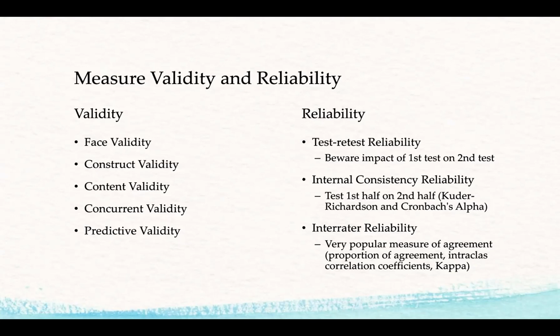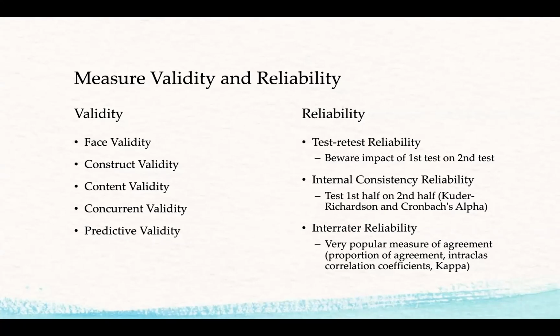Internal consistency requires a very, very well-made scale. Inter-rater reliability just requires two people. I use inter-rater reliability a lot. Basically it's a measure of agreement between double data entry, if you will. So it's very popular, and it's the proportion of agreement.